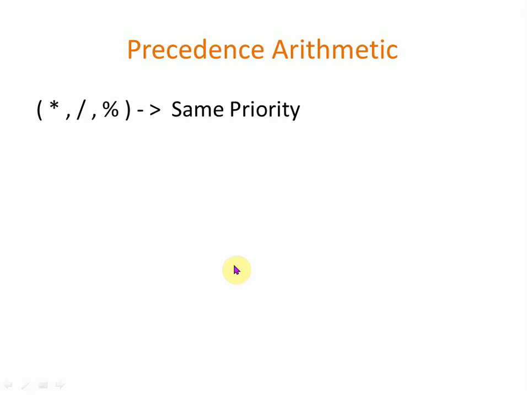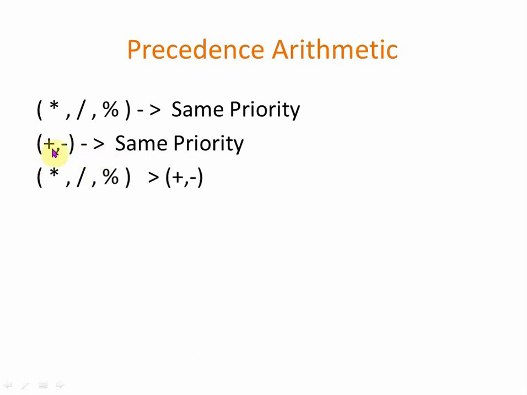I have explained that multiplication, division, and modulus have the same priority. Whenever they are written in an equation, they have the same priority, and the priorities of plus and minus are the same. The priorities of multiplication, division, and modulus are greater than the priorities of plus and minus. Now you may be wondering, suppose these three operators are written in an equation, then they have the same priority. So from where should I start?